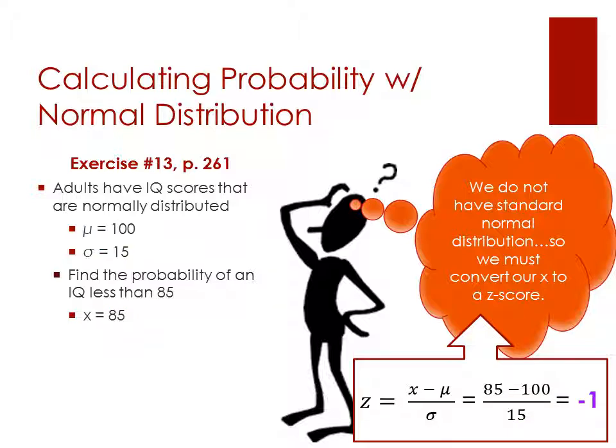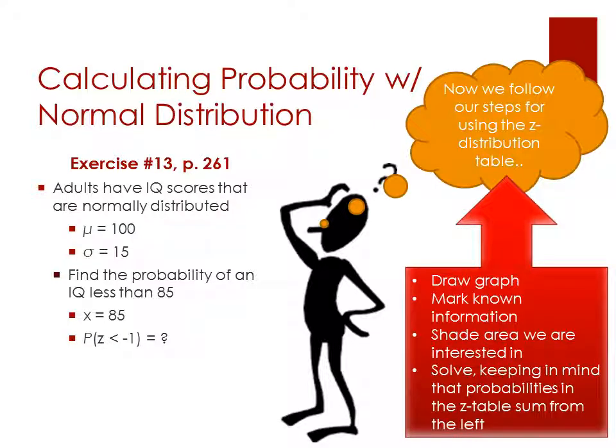We're going to get a -1. So the corresponding z-score for an x of 85 is going to be -1. All right? So now we're going to go through the rest of the steps that we've already used before, using the z distribution table. They're the exact same steps.